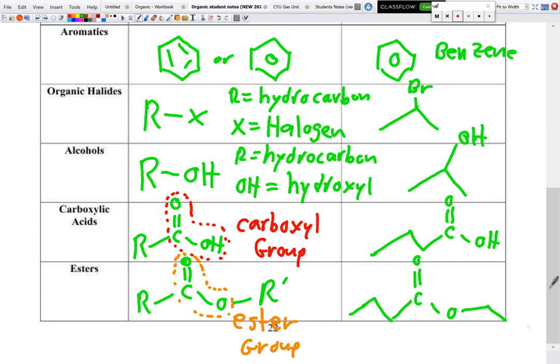Of course, we will get into naming these eventually, but just for today, I want to stick with just the organic halides, get those out of the way, and then in the next lesson we'll focus on the alcohols, carboxylic acids, and esters.